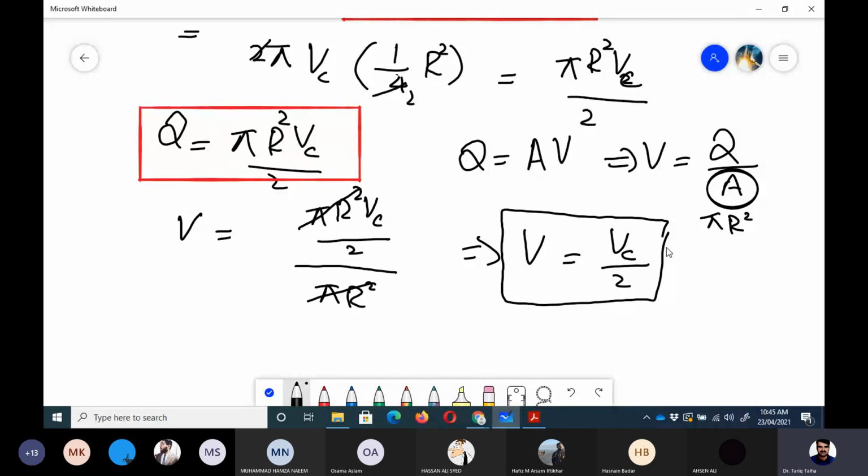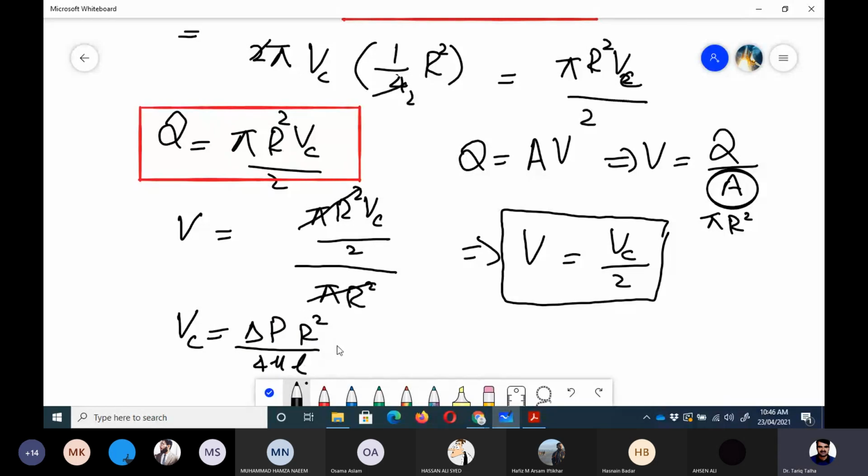Now that is something we have discussed, and then we can also write the volumetric flow rate Q in terms of Vc. But if we want to write Vc in terms of delta P, we know the relation of Vc and delta P: Vc is equal to delta P R square upon 4 mu L.